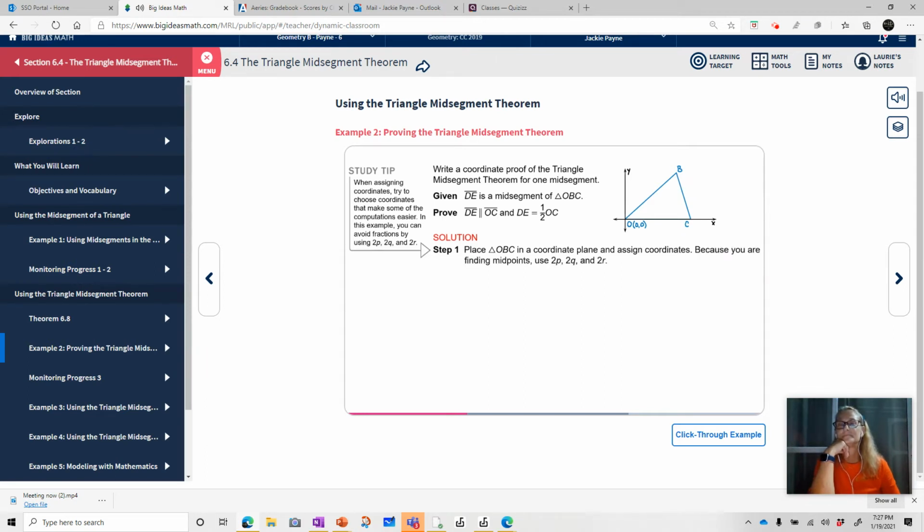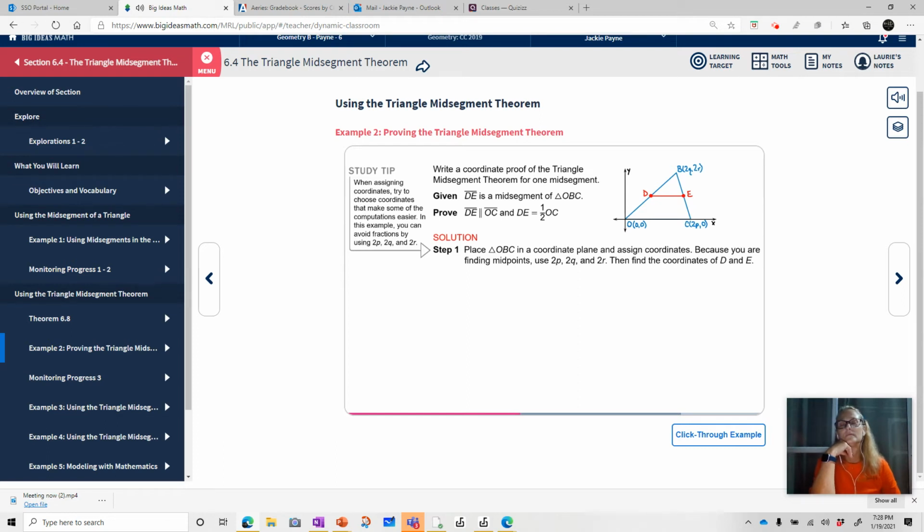Because you are finding midpoints, use 2p, 2q, and 2r. Let the coordinates of vertex C be (2p, 0) and the coordinates of vertex B be (2q, 2r). Sketch midsegment DE. Then find the coordinates of D and E.